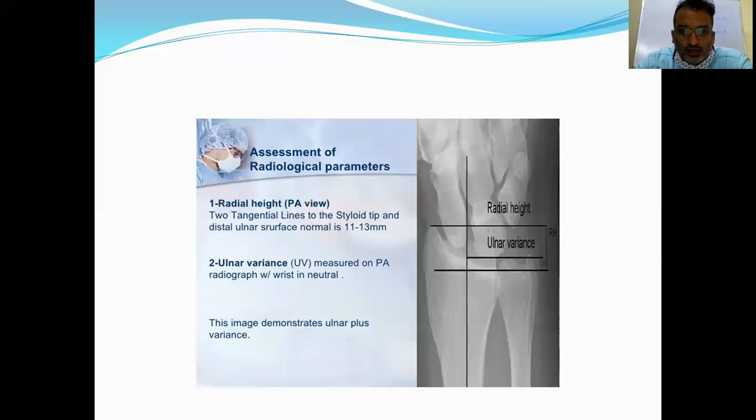So there are various parameters to assess a distal radius injury. One is radial height, one is ulnar variance. As you can see in the slide, radial height is measured with two tangential lines to the styloid tip and the distal ulnar surface. The normal radial height is 11 to 13 millimeters. Ulnar variance is measured on PA views with the wrist in neutral.